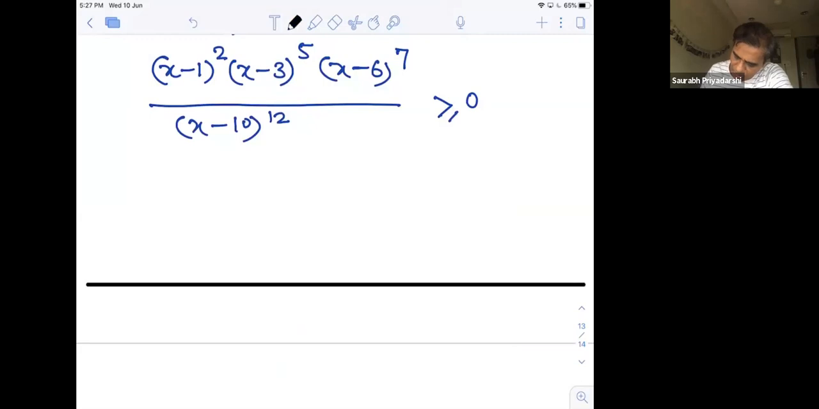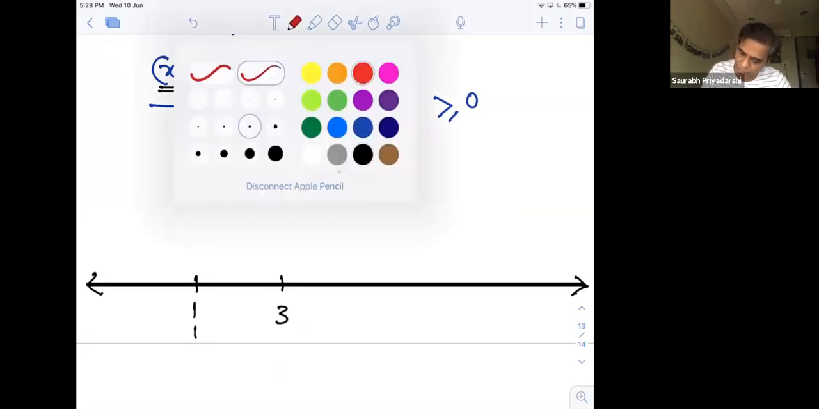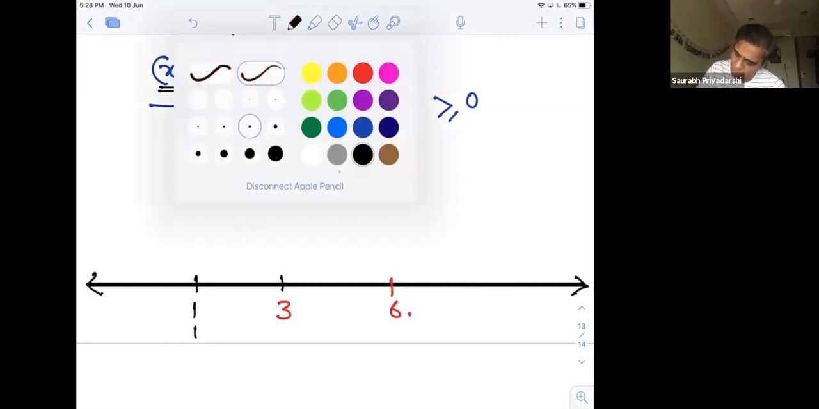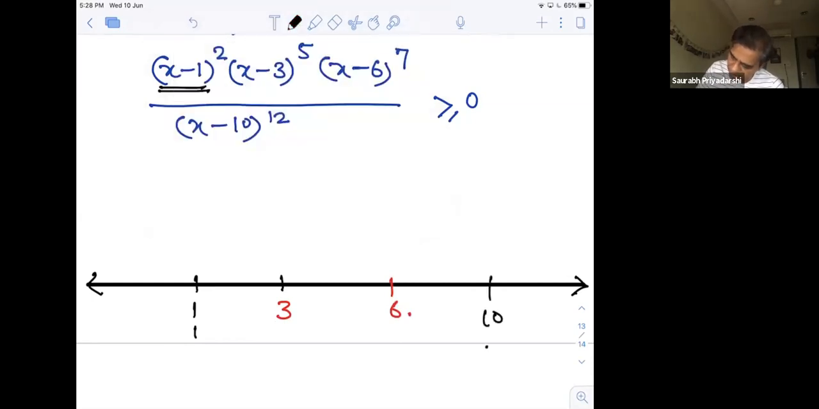First, we make a number line. This is the number line, right? What you have to do is, for every even power, you write the number twice. Keep in mind that this is an even power. And for every odd power, you write the number only once. Similarly, 3 has odd power, 6 has odd power, but 10 has even power, right?